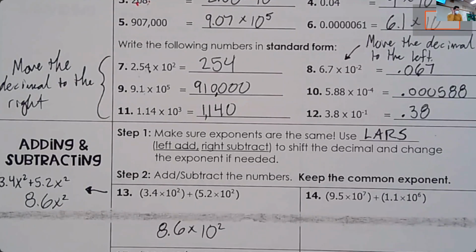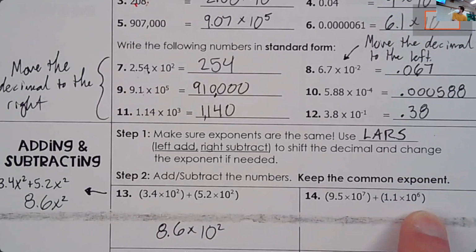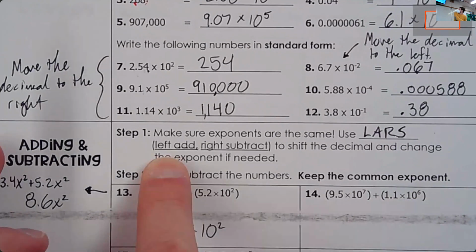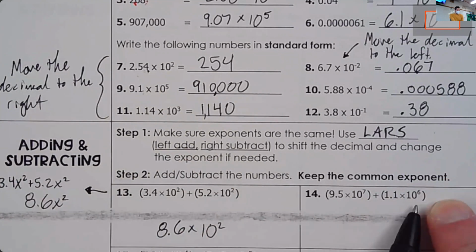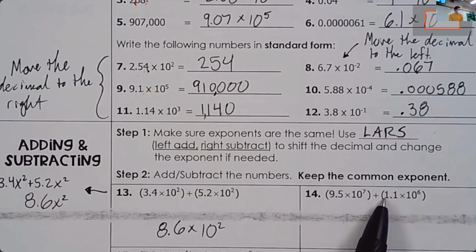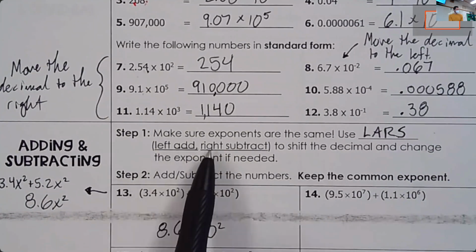I would suggest, because the answers have to be written in scientific notation, and scientific notation means you have to have a number that's at least 1, but also less than 10, I would recommend changing this second one to make it a 7. And so if you're going to add an exponent to this one here, that means we are going to, if we look back here, move the decimal to the left. So if we want to add on an exponent to make this a 7 to match this one, this decimal has to shift to the left once, because we said left add, right subtract.